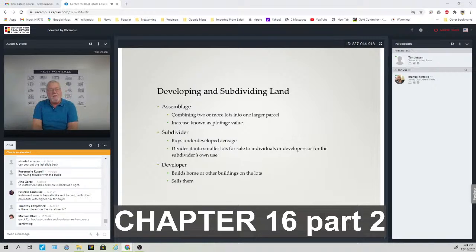So the two methods described here of building additional wealth through real estate are, number 1, assemblage. This is where you combine 2 or more lots into a larger parcel to increase its value. Just because you put lots together doesn't mean it necessarily increases value. However, let's think about situations where it could happen. So specifically, I'm referring to Jersey City circa 1985.